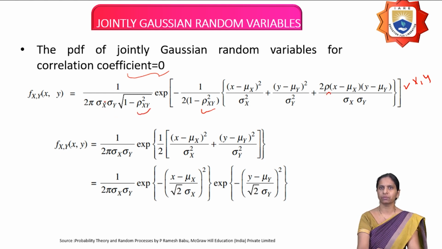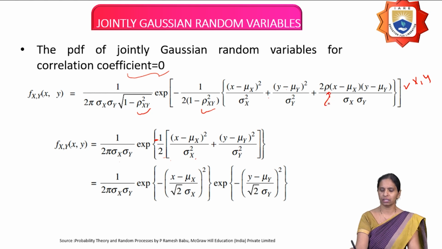Then what can you obtain here? 1 by 2 pi sigma x sigma y, square root of 1 minus 0 square. You get only 1. Into e power minus 1 by 2 into 1 minus 0, which is nothing but 2, into x minus x bar square by sigma x square plus y minus y bar square by sigma y square. What about this rho value?